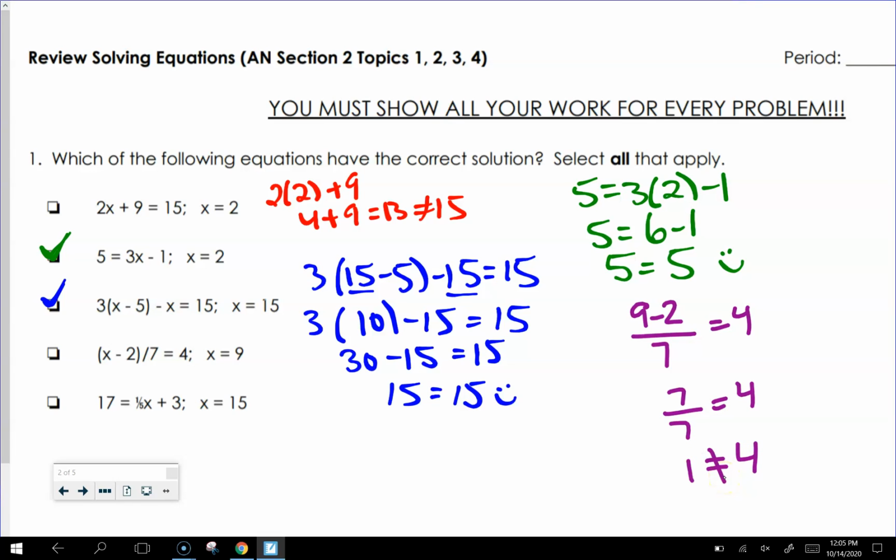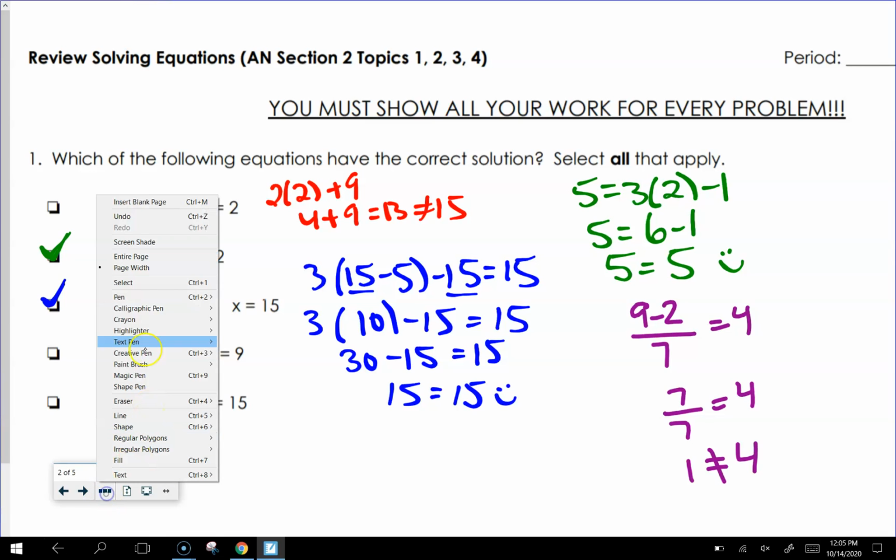Beautiful. When we plug in 9, excuse me. That symbol right here, that slash, represents division, which Jehovah recognized. So 9 minus 2 is 7. 7 divided by 7 gives me 1, and 1 does not equal 4. So, am I going to check the box? Nope.